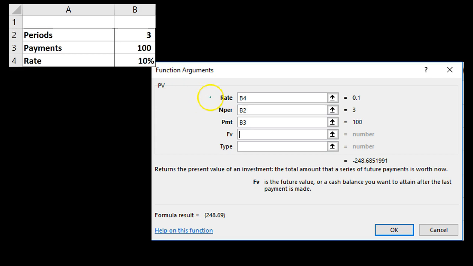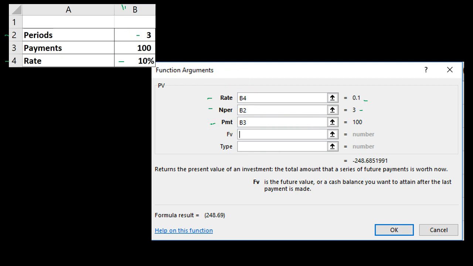So we're going to say the rate is going to be the first thing we need. The rate is in cell B4, so we have B4. Rate is 10%, so 10% given here. And then we have the number of periods. That's in cell B2. The number of periods, we're saying years in this case, which will be 3. So B2, we have 3 years. And then we have the payment amount.